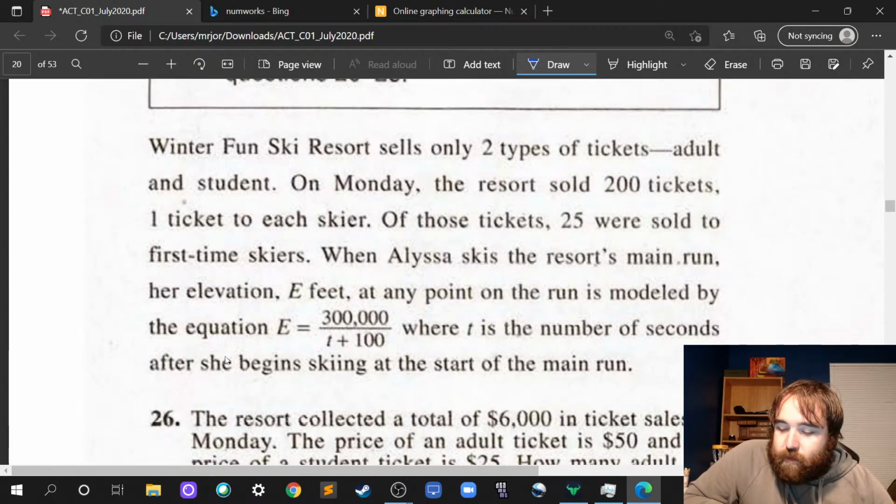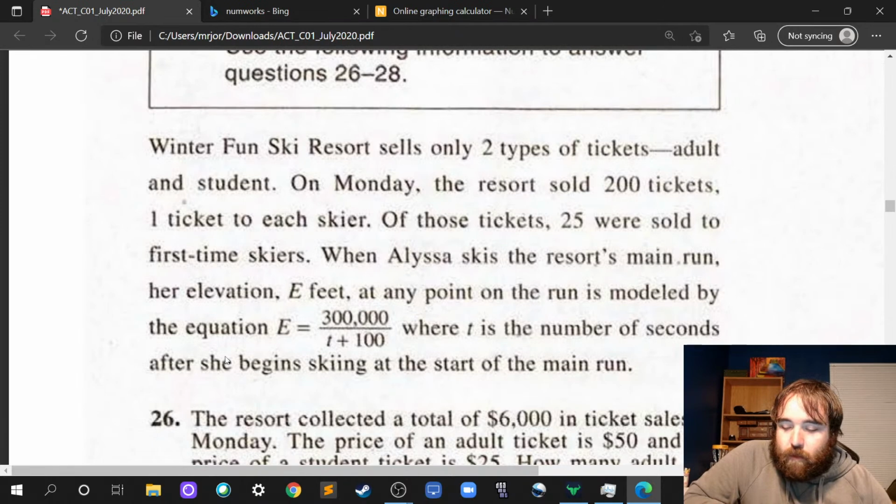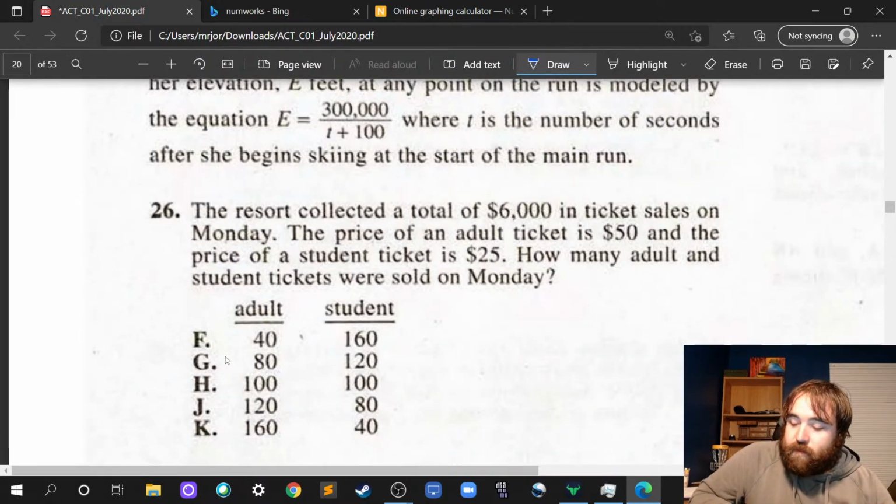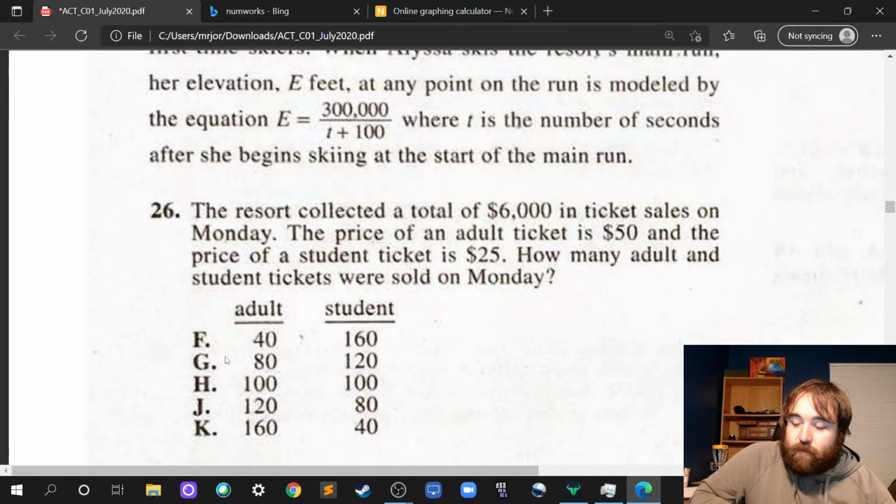Winter Fun Ski Resort sells only 2 types of tickets, adult and student. On Monday, the resort sold 200 tickets, 1 ticket to each skier. Of those tickets, 25 were sold to first-time skiers. When Alyssa skis the resort's main run, her elevation at any point of the run is modeled by that equation, where t is the number of seconds after she begins skiing at the start of the main run. The resort collected a total of $6,000 in ticket sales on Monday. The price of an adult ticket is $50, and the price of a student ticket is $25. How many student tickets are sold on Monday?